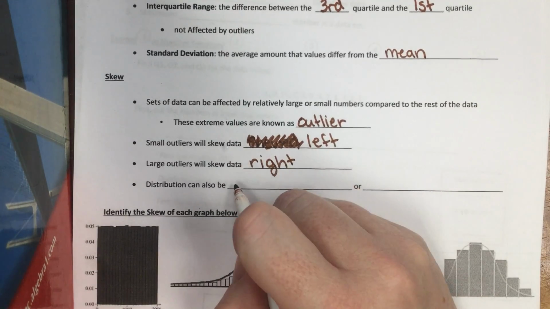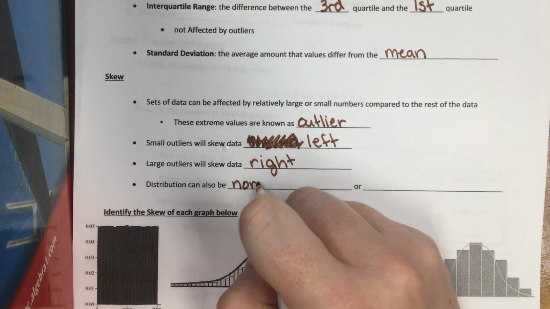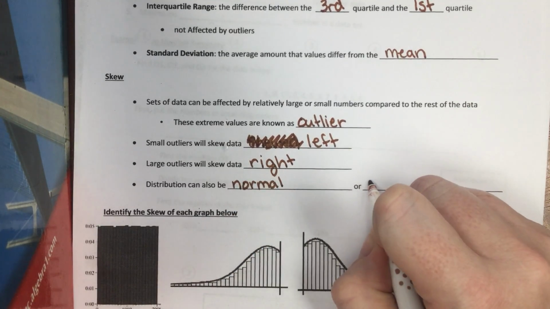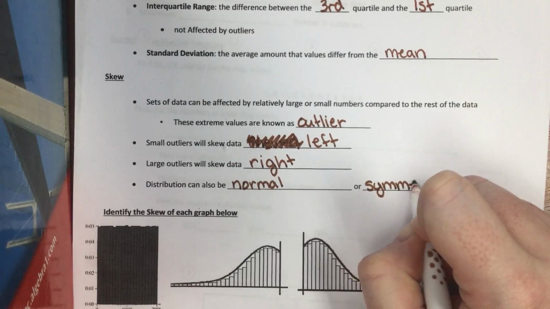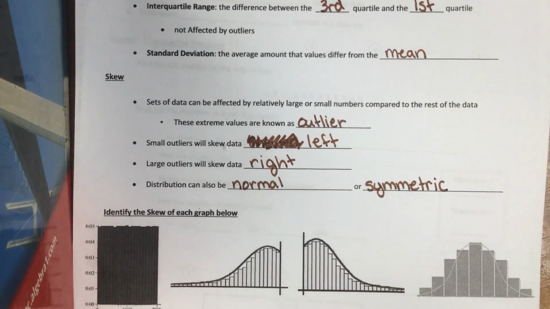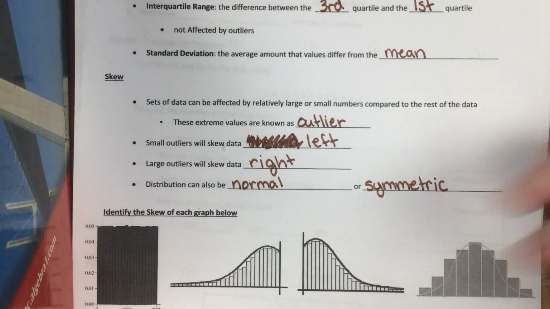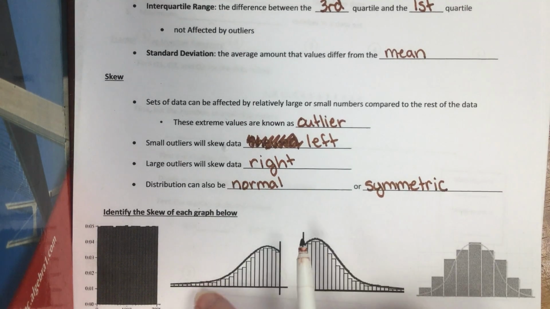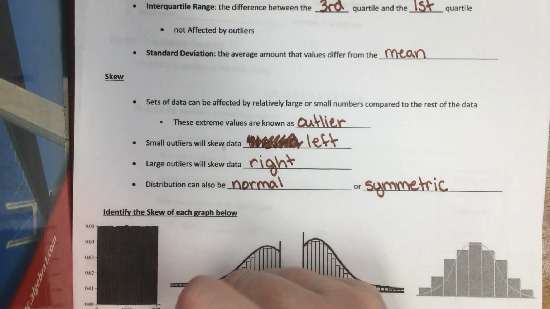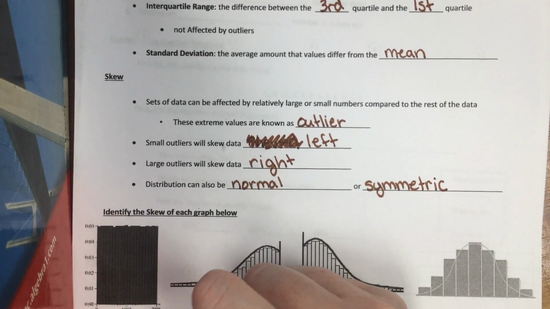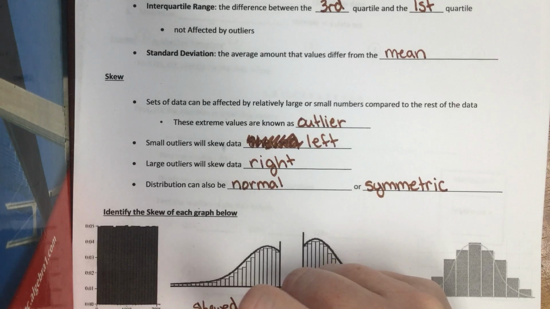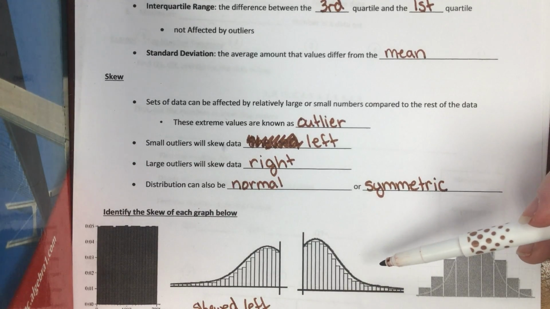And distribution can also be normal, which is symmetrical. You may have heard one of your teachers talk about a bell curve before. That's what they're talking about. That's a normal distribution. So when you're looking at the skew of data, the shortcut is look for the tail, because the tail is where the outliers are. So over here, the tail is to the left, so this is skewed to the left. And the second example, it's skewed to the right.